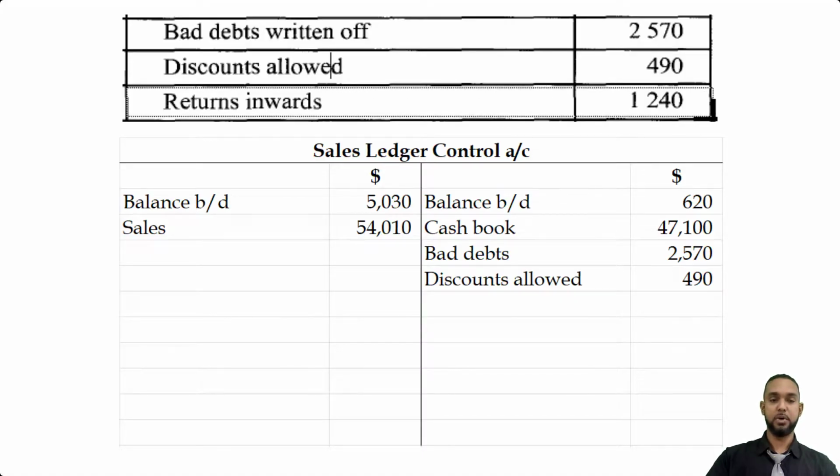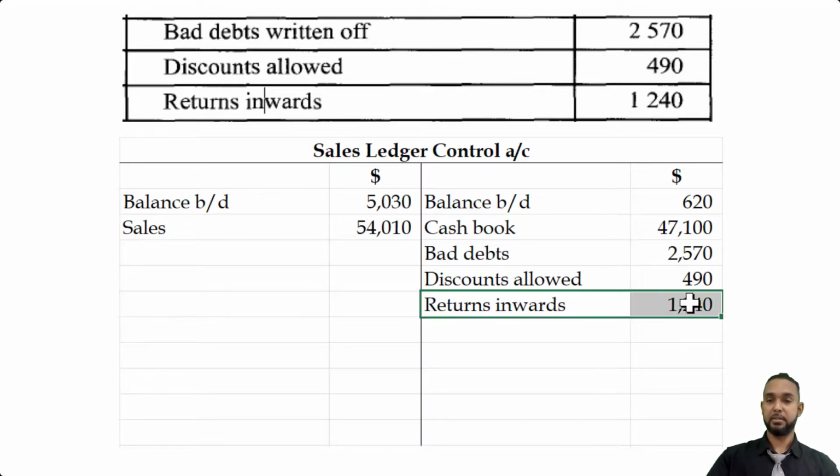And then the returns inward. So that's when customers send goods back to us. If they send goods back to us, do you think they still have to pay for those goods? No. So when they send the goods back to us, it means that the amount that they have to remit is going to go down, which means the debt or the asset is going to go down. So that's going to require a credit to the asset account.